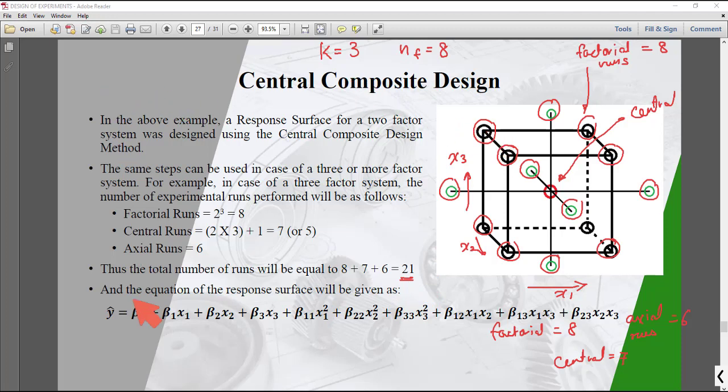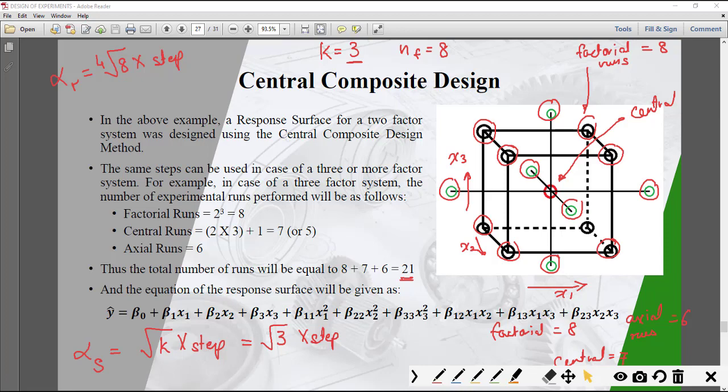So if we want to find the value of alpha, what will be the value of alpha for each case? In case of spherical, what is the formula? Square root of k into step size, right? What is k in this case? k is 3. So it will be square root of 3 into step size. What will be the value of alpha in case of rotatable CCD? In case of rotatable CCD, it will be the 4th root of 8 into step size. Now what is the 4th root of 8? Even I don't know. We can do it on the calculator.